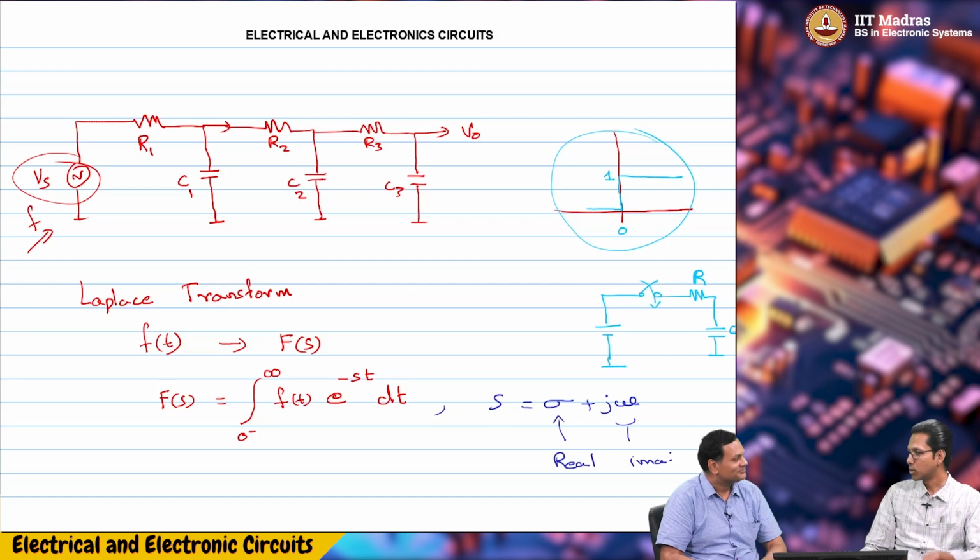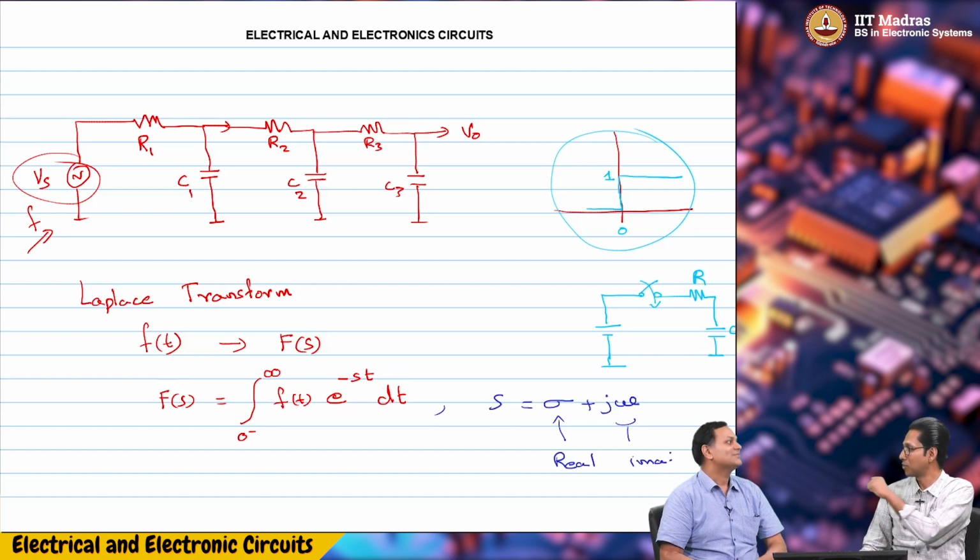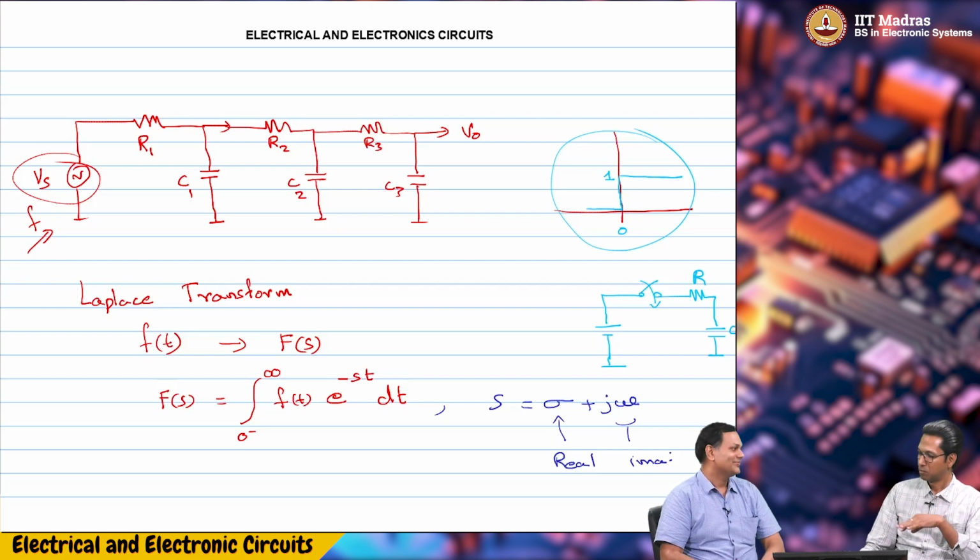So use that transform, represent in the algebraic form like you mentioned, solve easily, then get back to time domain. So you have to do some inverse transform also. Okay, I see.